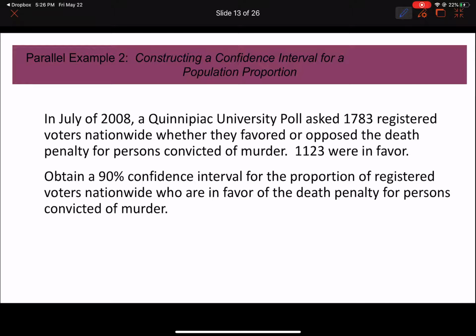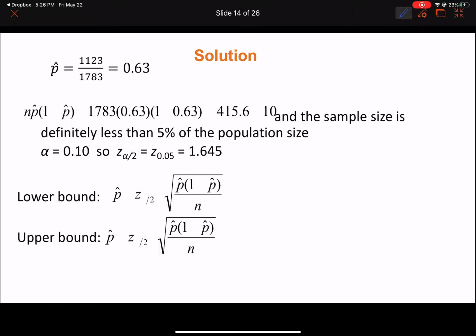Let's move on. Let's do an actual example. In July of 2008, a Quinnipiac University poll asked 1,783 registered voters nationwide whether they favored or opposed the death penalty for persons convicted of murder. 1,123 were in favor. We need a 90% confidence interval for the proportion of registered voters nationwide who are in favor of the death penalty for persons convicted of murder. Okay. We already calculated our p-hat earlier.